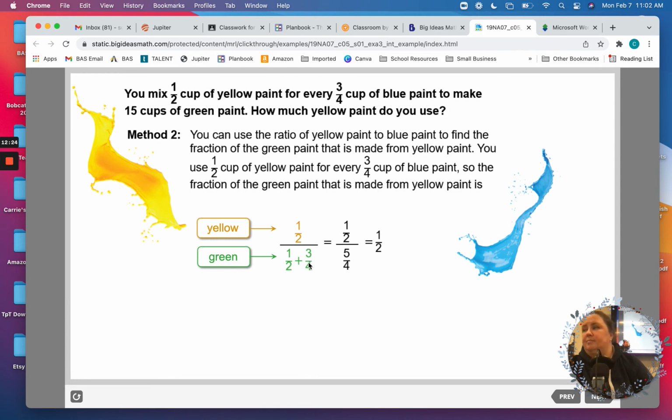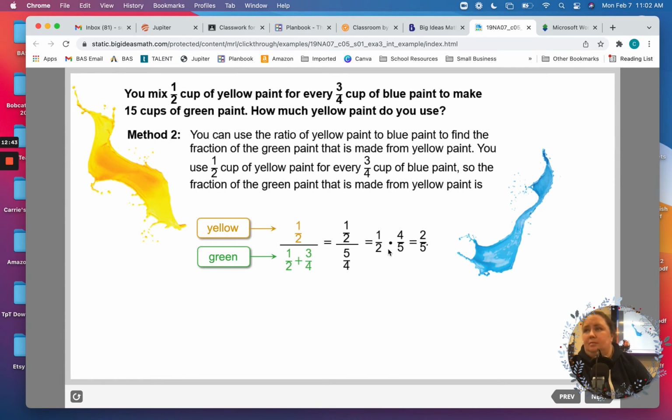Oh, I just did 1/5. My bad. It should be 4 over 10, which reduces to 2/5. There we go. Remember, 1/2 over 5/4, you flip the second fraction and multiply.